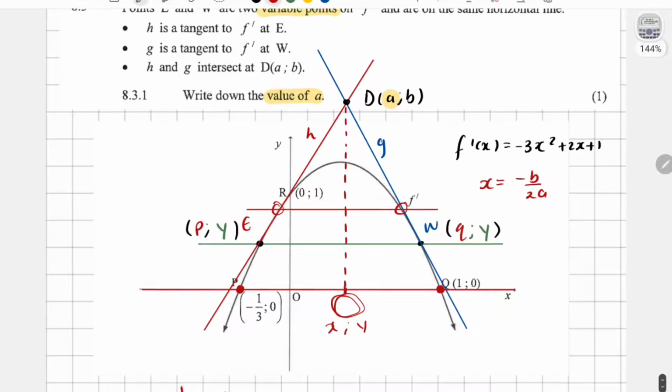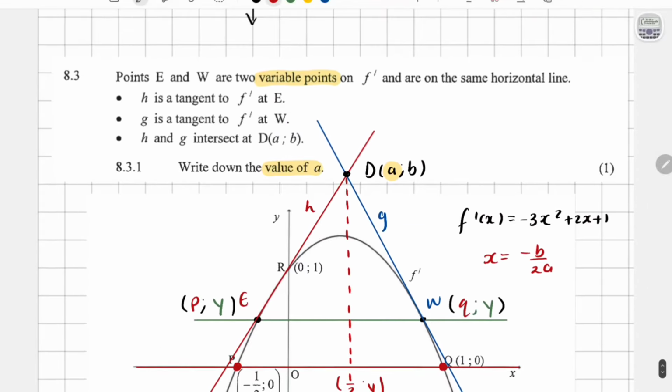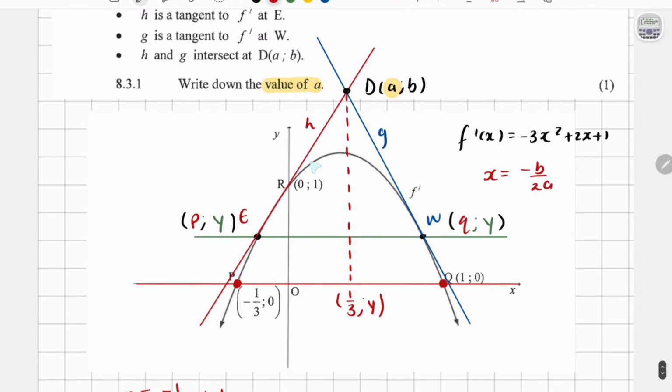Okay, moving on to the next question. In 8.3.2, we have to determine the value or values of b for which h and g will no longer be tangents to f prime. Looking at this graph, how can we make these two lines no longer tangents to this graph? By definition, a tangent is a line that cuts a graph only once, and that's what these two graphs are doing right now. They're cutting the graph here and here.